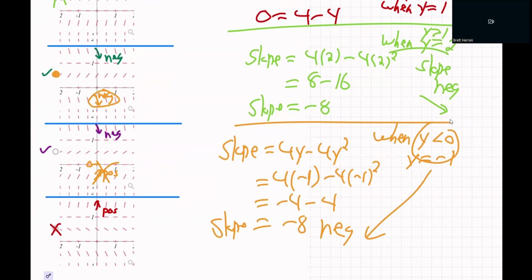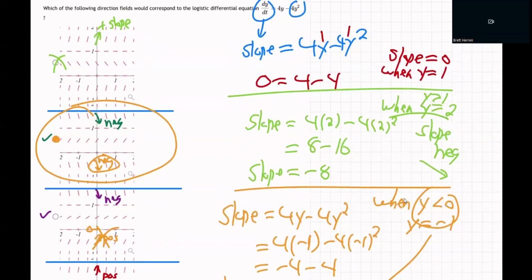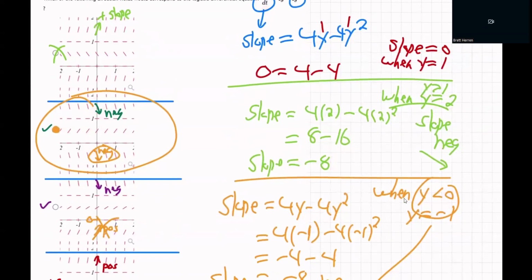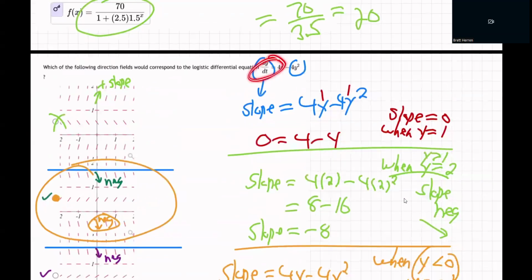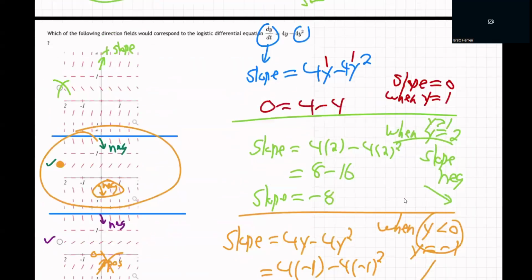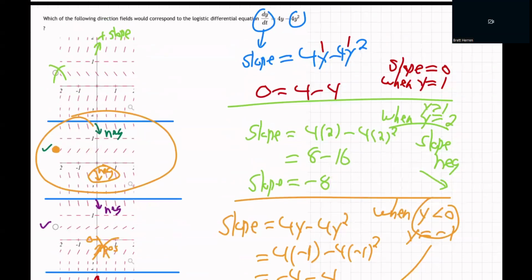So that's how I determine that this is our right answer, because it's the only one that has negative slope when y is greater than 1, like 2, and when y is below 0, like negative 1. So just look for those differences. And remember, dy dt is slope. And so that's what tells us. And so there we go.